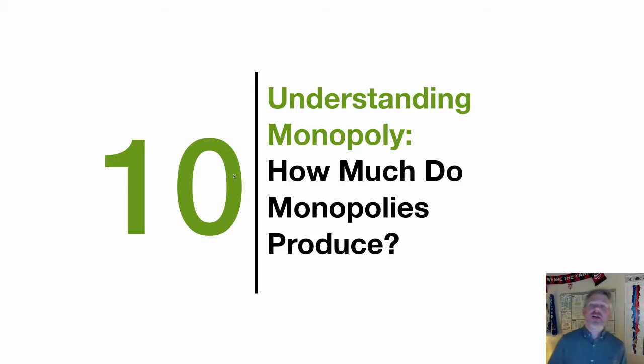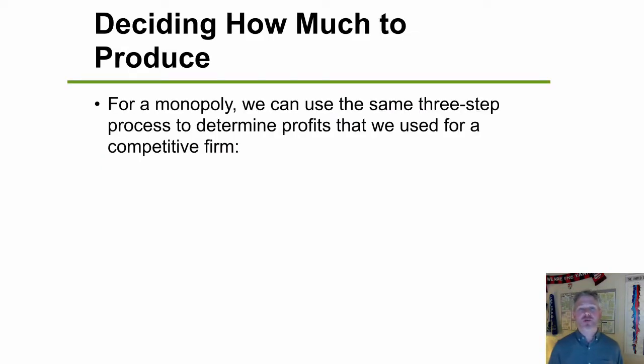Okay, welcome to the third screencast for Chapter 10. In this screencast, we're going to be looking at how monopolies choose how much to produce.